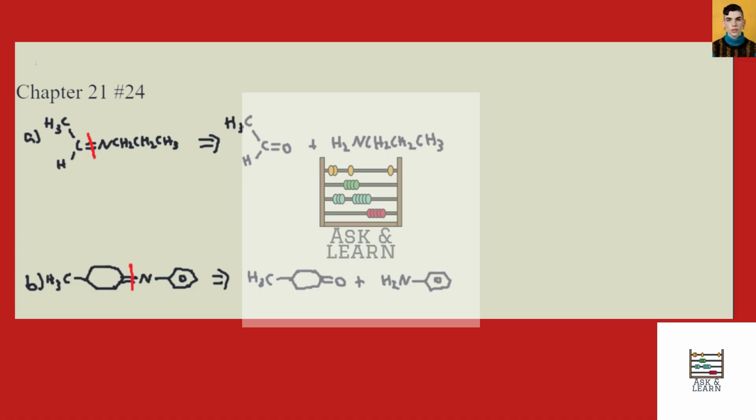So to solve this type of imine problem, just cut the carbon-nitrogen double bond, make the carbon a carbonyl, and add two hydrogens to the nitrogen to make your primary amine. It's really just that straightforward. And that's the answer to Chapter 21, problem number 24.